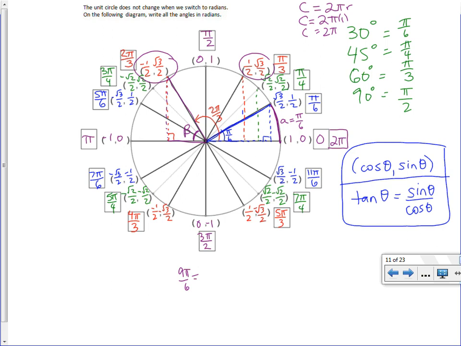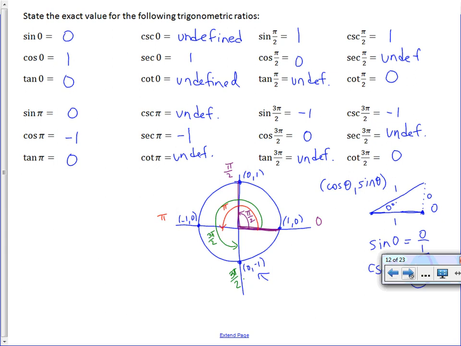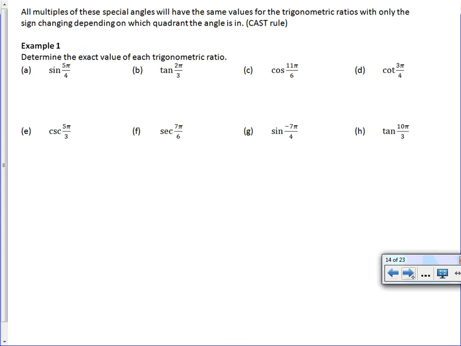That's the key. You don't want the calculator to be your crutch because, again, I keep saying it over and over again. AP exam, they might ask you what sine of 2 pi over 3 is. You can't use your calculator to check. You have to know it. And that's where we're going with this. So all multiples of the special angles will have the same values for the trig ratios with only the sign changing depending on which quadrant the angle is in.